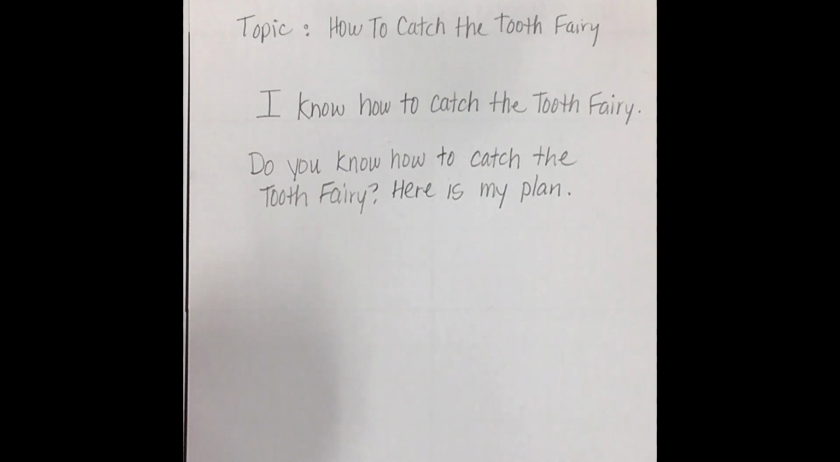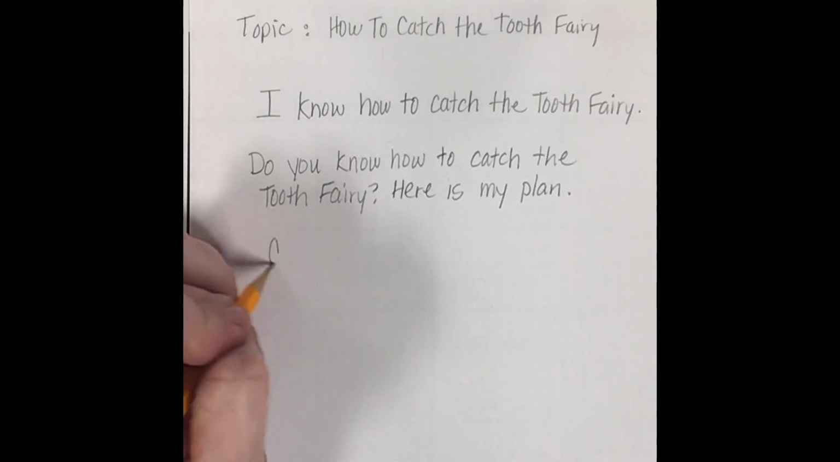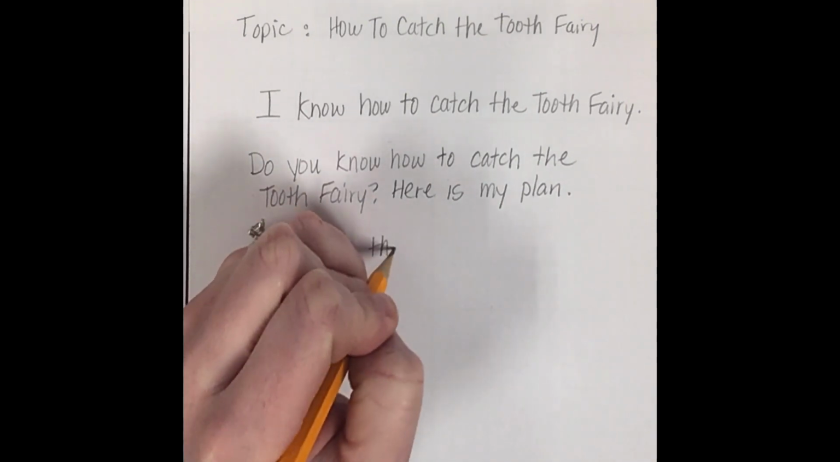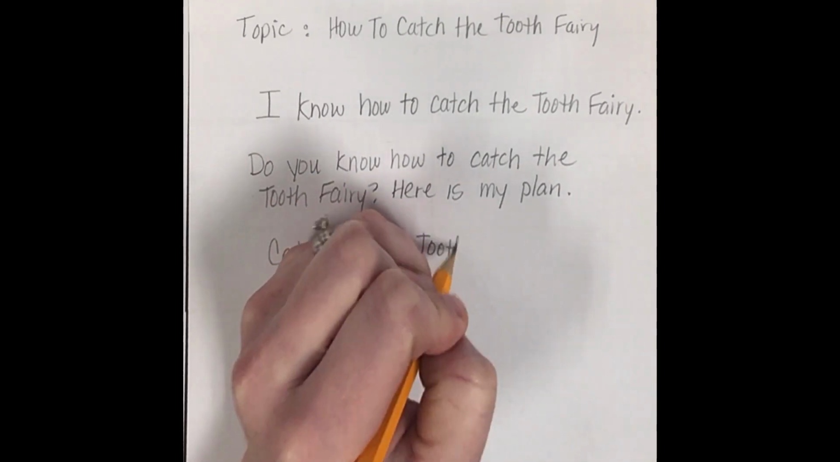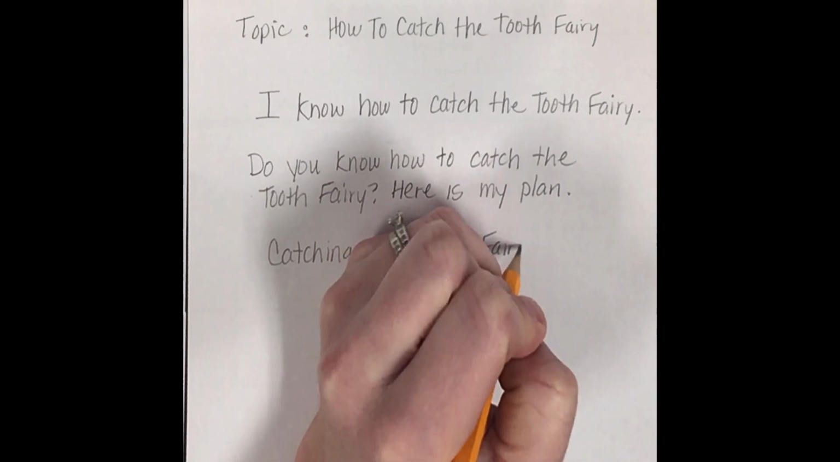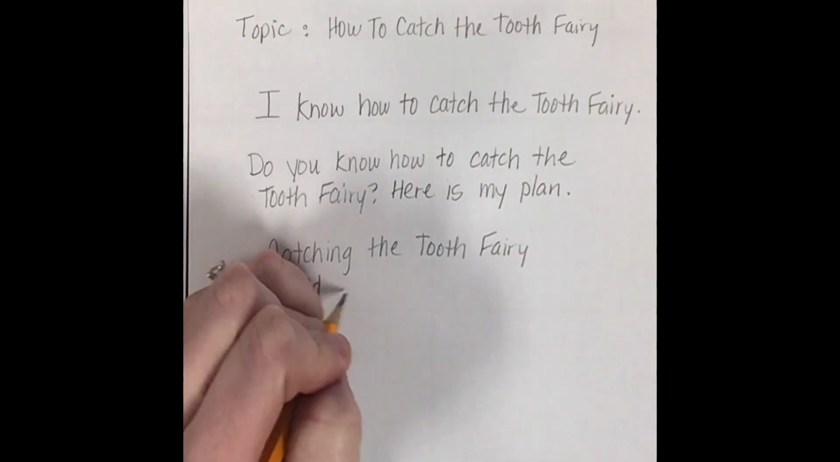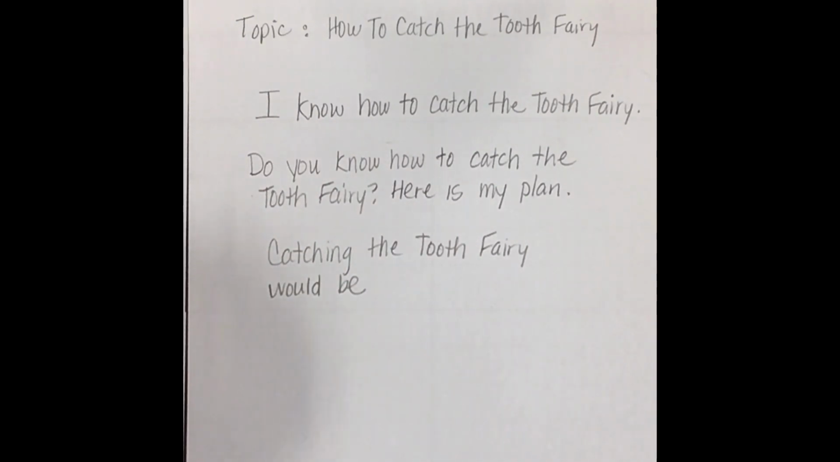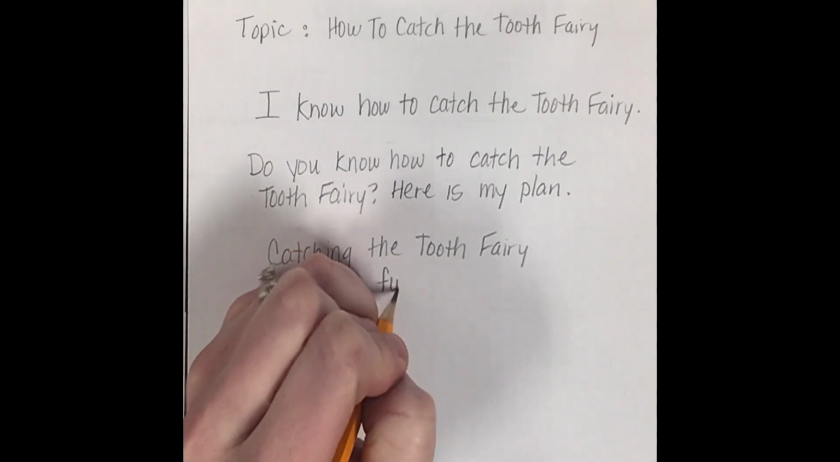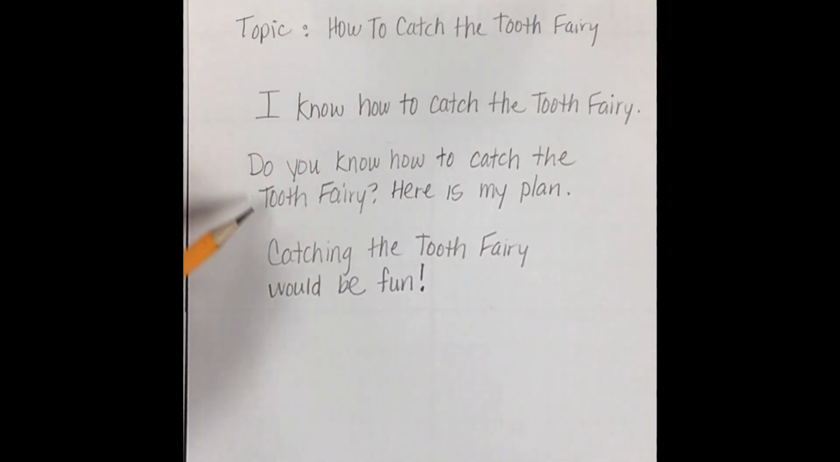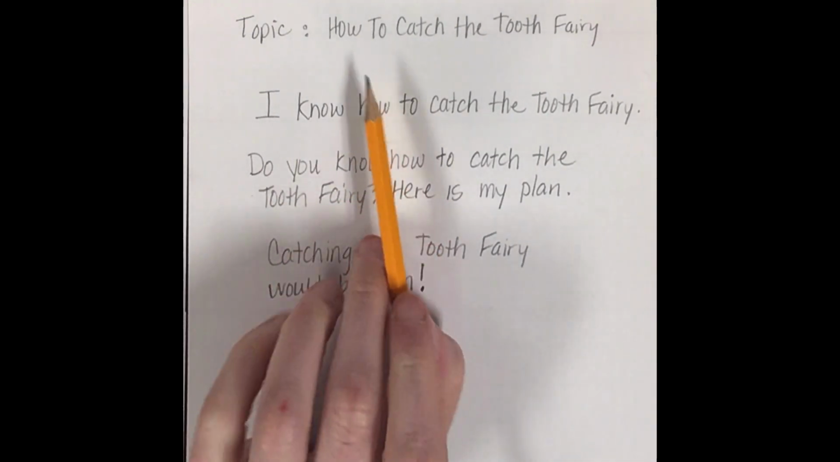Here is my plan. I'm going to think of one more sentence. This sentence is going to tell what I think. Catching the tooth fairy would be fun. And I'm going to end with an exclamation mark. So this sentence is a feeling sentence. It tells what I think.